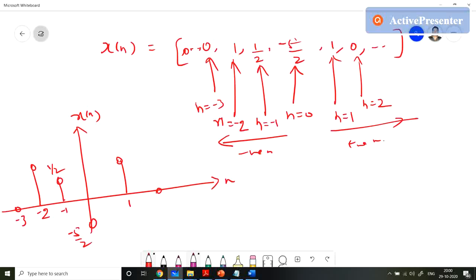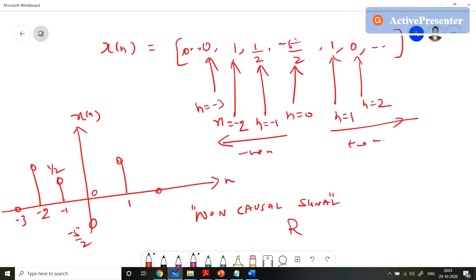So this is our x[n] with respect to n. Basically this is a two-sided signal and it is a non-causal signal. Also we can say that it is a finite interval signal.